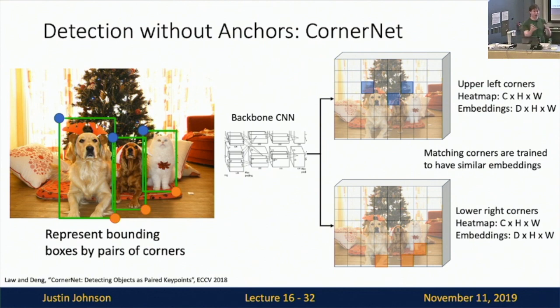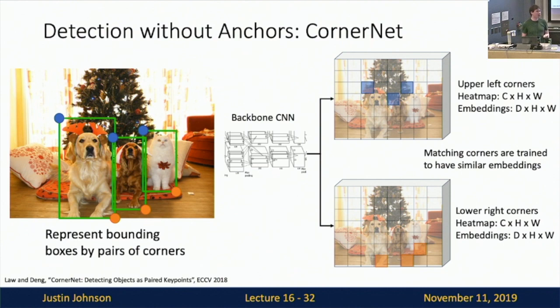That I just say for every position in the feature map, should it predict either? We have targets for whether every position in space should be an upper left-hand corner and should be a lower right-hand corner. But now there's another problem, which is that at test time, how do we actually pair up each upper left-hand corner with some lower right-hand corner and actually emit a bounding box?